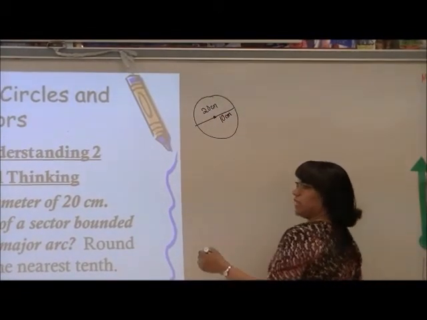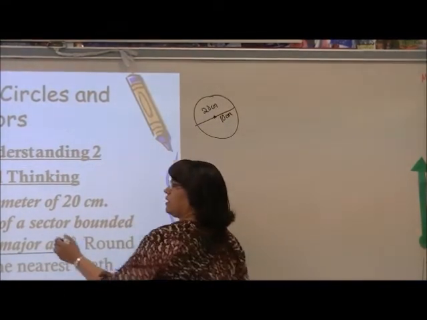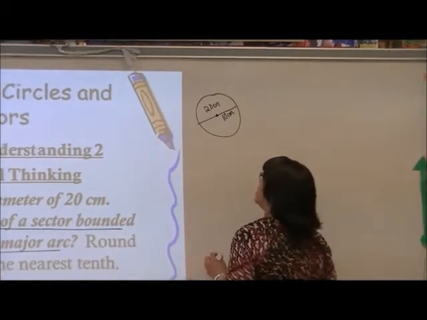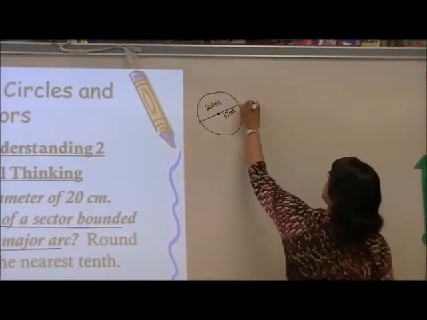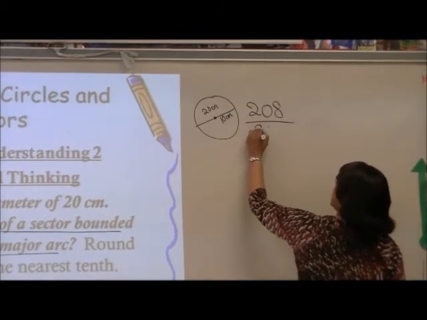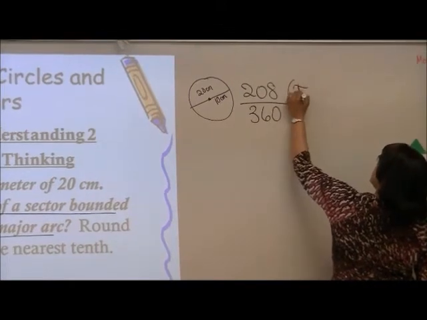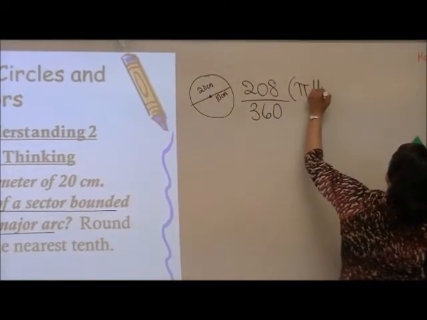We have a 208-degree major arc, and we want to find the area of the sector that's bounded by that arc. So we have 208 divided by 360 because of the degrees in a circle, times pi r squared, but r is 10.